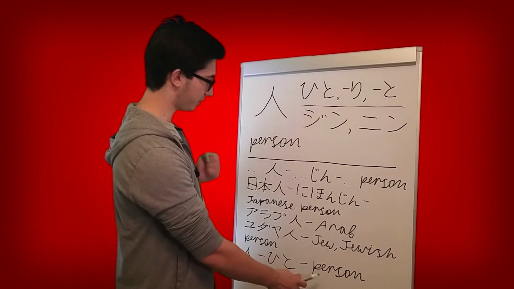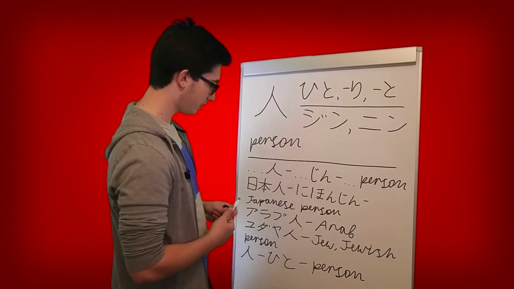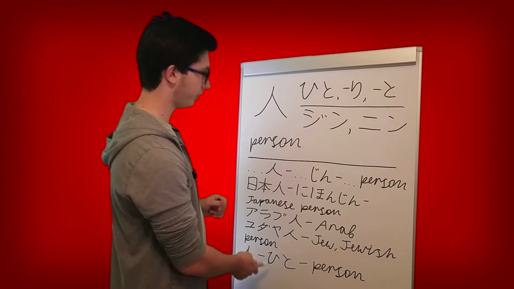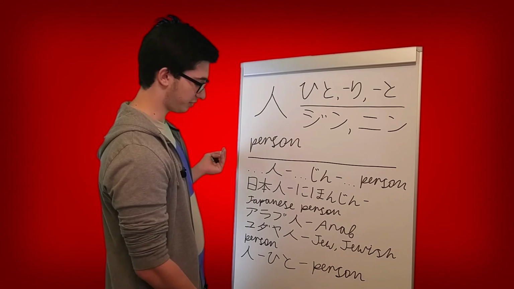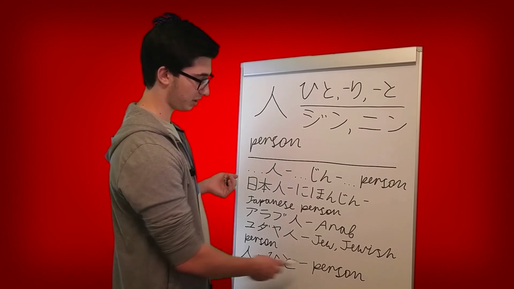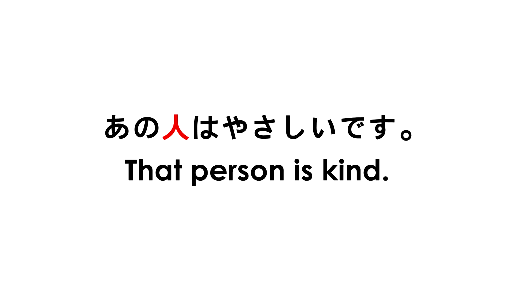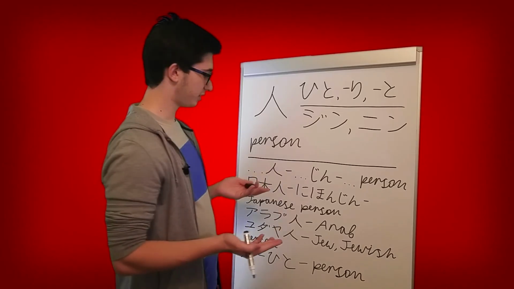It just means person, just like in the meaning of the word. And here we're using the kunyomi. There isn't much I need to say about this one. It's just hito means person. Like you can say, ano hito wa yasashii desu. That person is kind. And let me give you examples for the other ones.